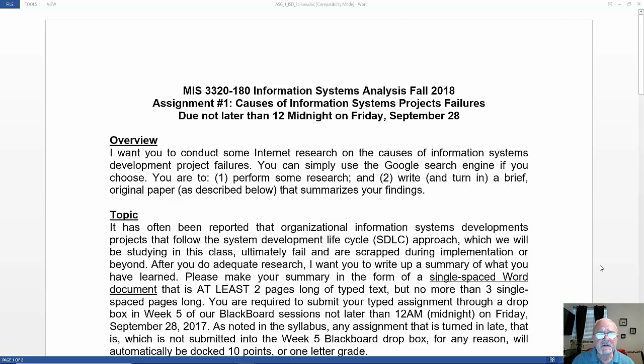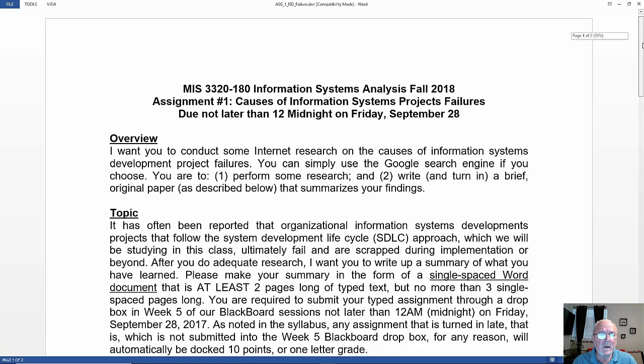Hello. So let's take a look at your first assignment. This assignment deals with the causes of information system project failures, and it's due to be submitted via Dropbox on Blackboard in week 5, not later than 12 midnight on Friday, September 28th. So what do you have to do here?